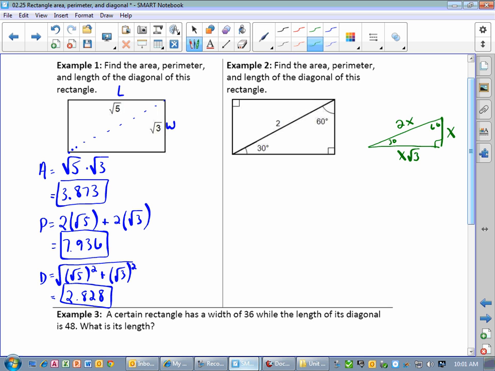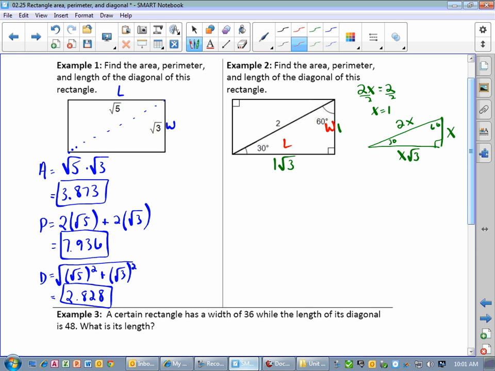So in this case, 2x is the hypotenuse, which equals 2. So what does x equal? Divide both sides by 2, and so x equals 1. So that means that my short leg right here must be 1. And then this longer leg must be 1 times the square root of 3. And so now we have a length and we have a width.